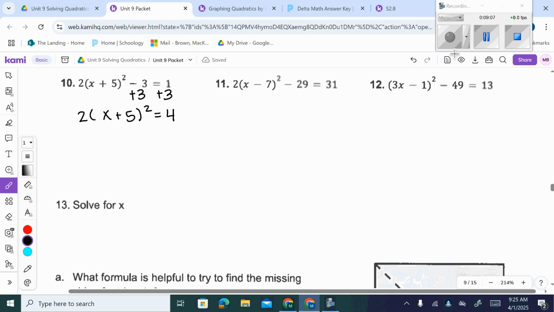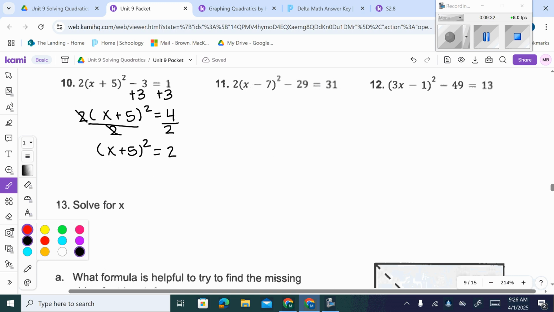All right. Travis, what would you do next? Divide both sides by 2. Good. What's going to happen to the 2's? And we're going to have x plus 5 squared equals, y'all, it's 4 divided by 2. 4 divided by 2 is not 0. 2. All right. Good, I heard it.